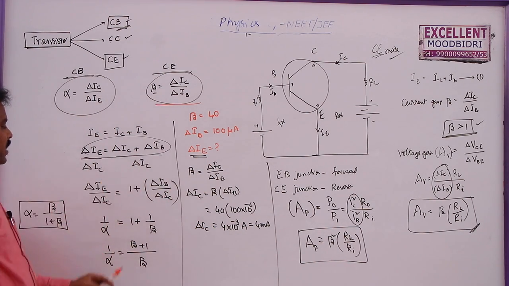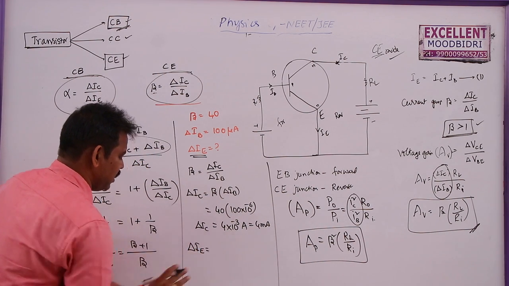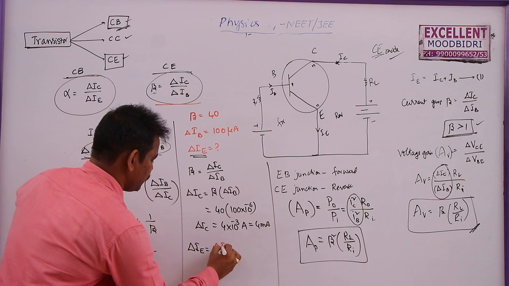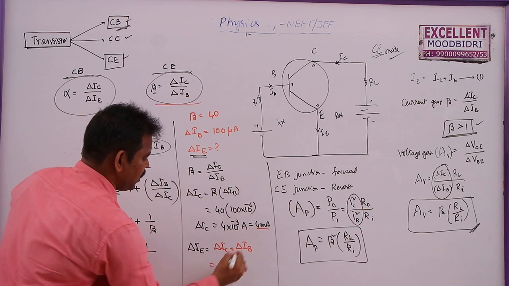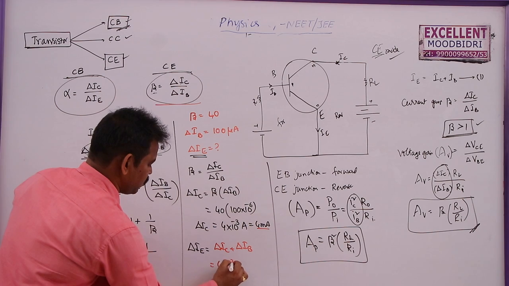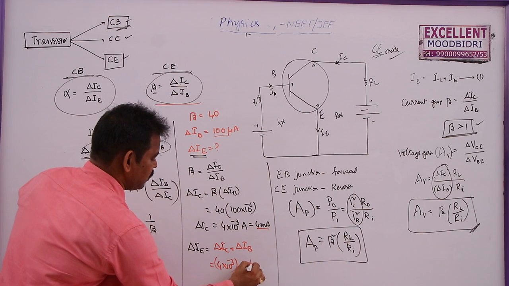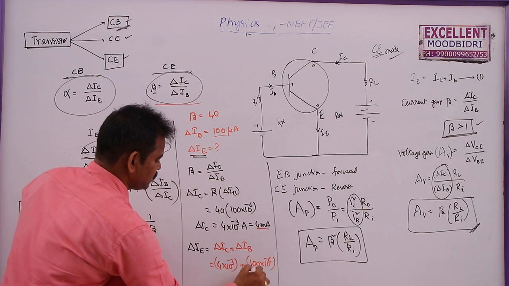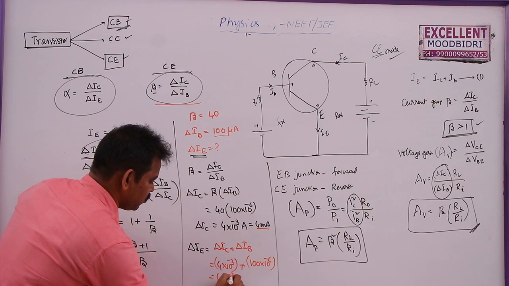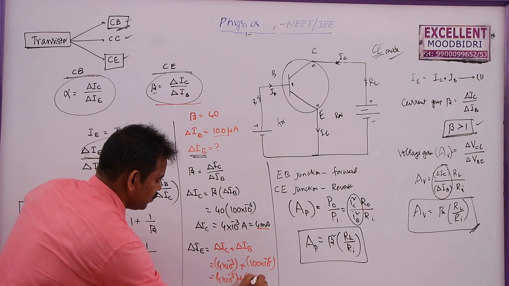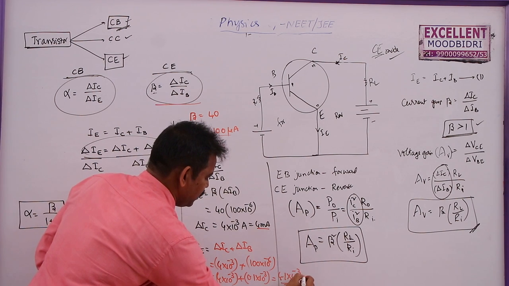Now I want delta IE. Delta IE is given by delta IC plus delta IB. This delta IC is 4 milliamperes, or 4 into 10 power minus 3, and delta IB is equal to 100 micro, that is 100 into 10 power minus 6. This is 0.1 into 10 power minus 3. So this is 4 into 10 power minus 3 plus 0.1 into 10 power minus 3. Answer: 4.1 into 10 power minus 3 amperes.